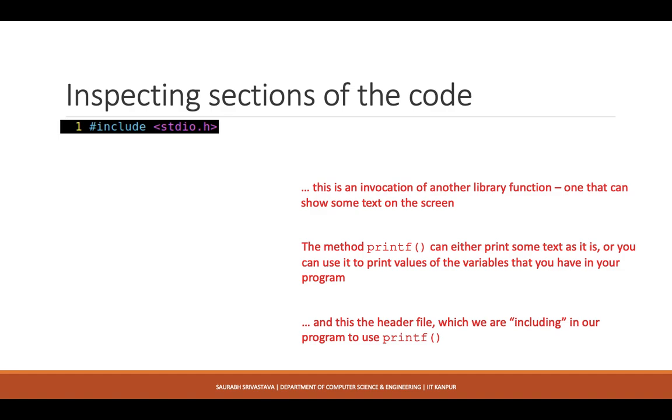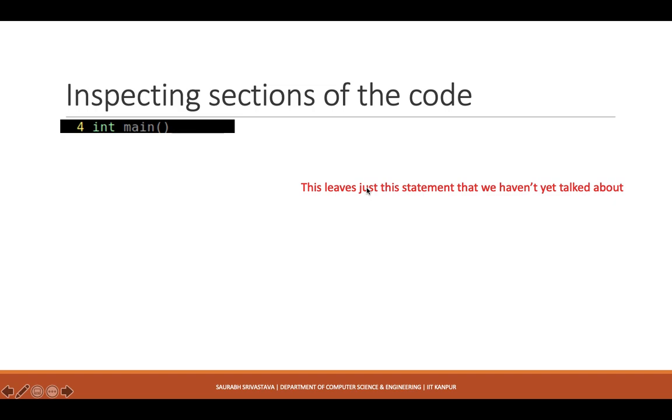But before that, just understand that line number 1 had this statement, hash include stdio.h. This stdio.h is the header file which is bringing printf for use in your program. So math.h was bringing sqrt, and printf is being brought by stdio.h. Whenever you use any library function, you should know which header file this library function is defined in. There is just one more statement that we have not yet talked about, and this was line number 4, where I have written something like int main. There is another statement at the bottom which says return 0.